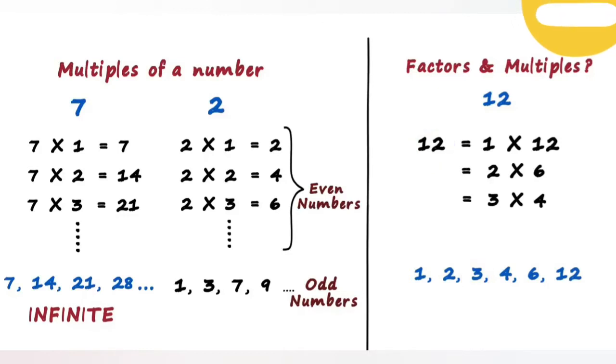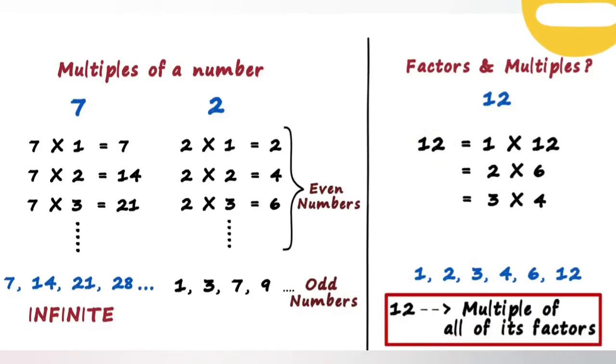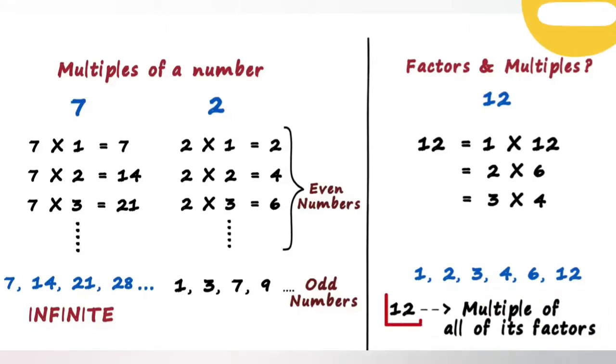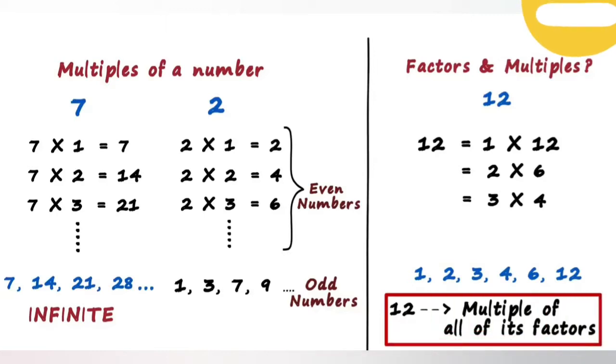What does this imply? The number 12 is a multiple of all its factors. Yes, this is always true. A number is always a multiple of all its factors.